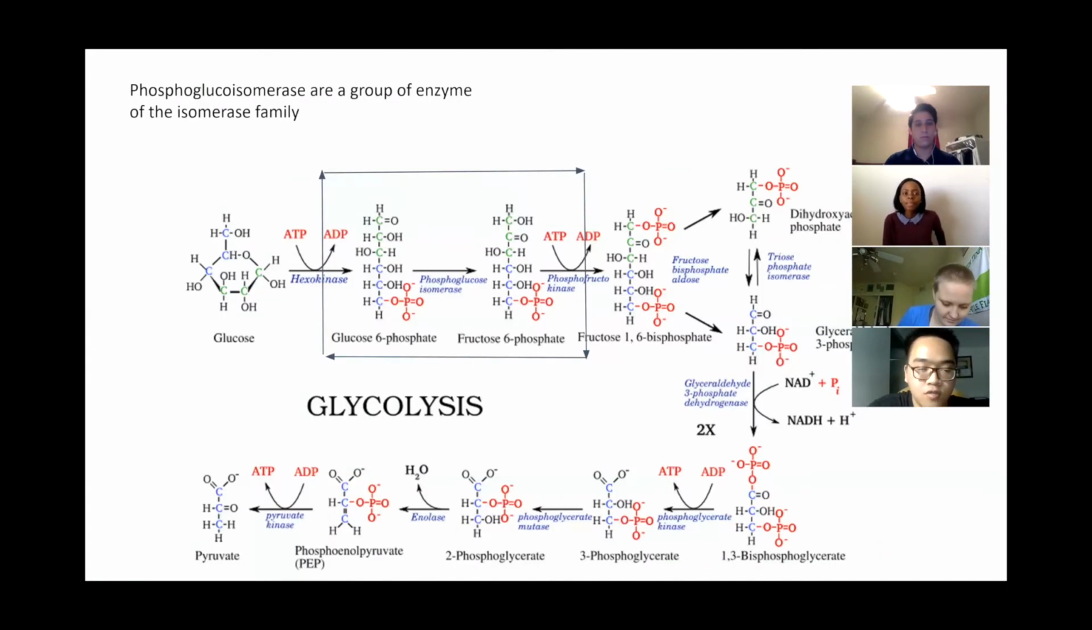Phosphoglucoisomerase belongs to a process named glycolysis. Glycolysis is a multi-step process that converts glucose to pyruvate. And phosphoglucoisomerase is the second step of the process, converting glucose 6-phosphate to fructose 6-phosphate.